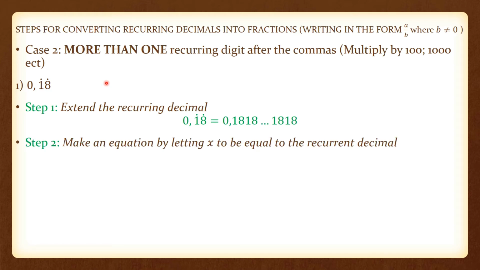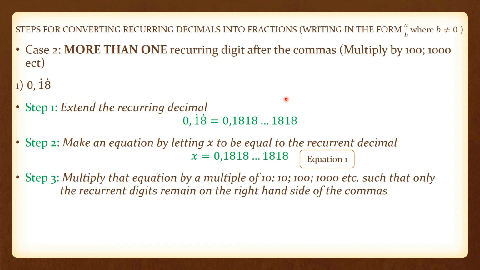Step 2, make an equation by letting x equal to the recurrent decimal. So x equals 0,18, 18, 18, repeating indefinitely, we call it equation 1. Step 3, multiply that equation by a multiple of 10, meaning 10, 100, 1000, etc., such that only the recurrent digits remain on the right-hand side of the comma. In this case, we won't multiply by 10, nor by 1000, but by 100.